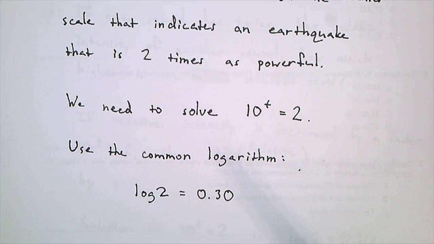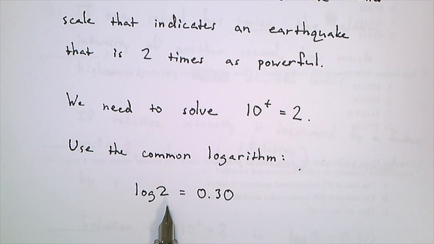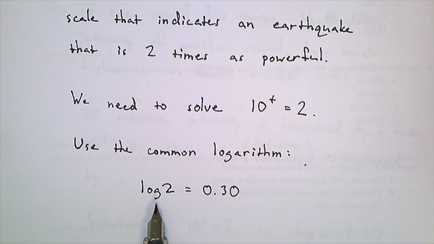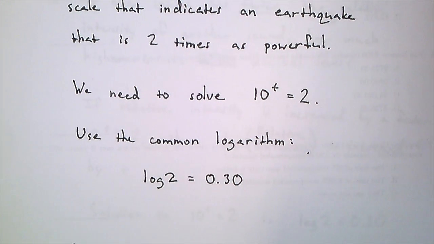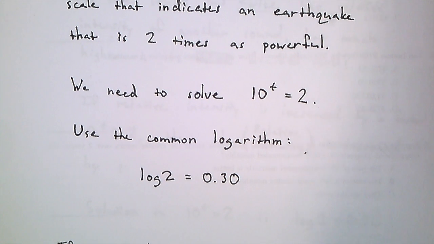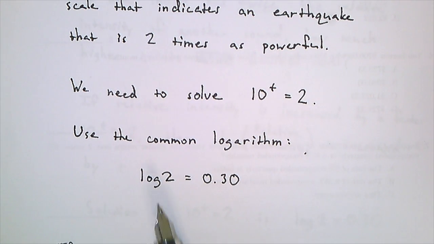So we'll use the common logarithm, we'll do the log of 2, and if you're using a standard scientific or graphing calculator or something like Desmos, it's easy to find the log function on your calculator. Just enter log 2, and you'll see that the answer is 0.3. So this means that if we wanted to indicate that an earthquake is 2 times as powerful, its Richter scale value would only have to go up by 0.3.